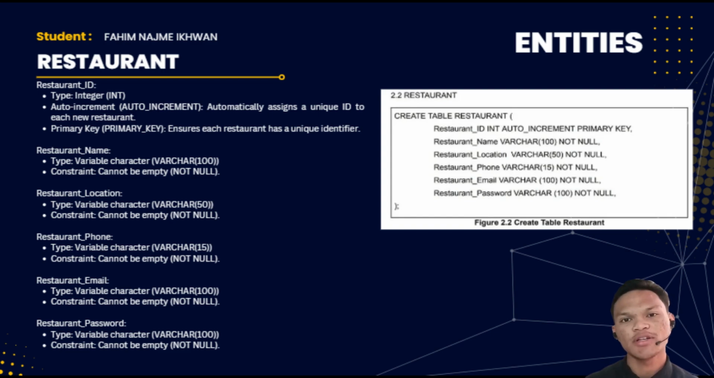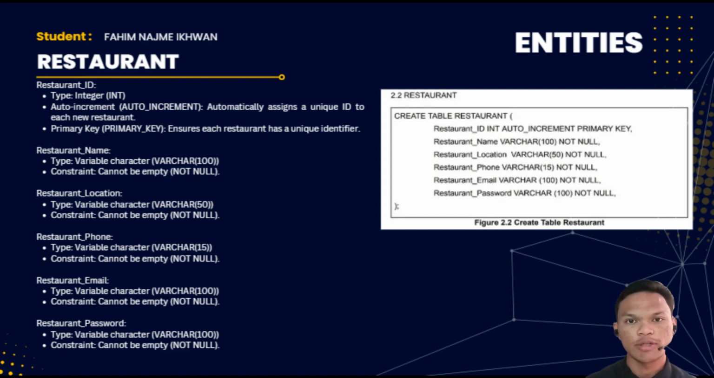Next, we have the restaurant name column. This will store the name of the restaurant with varchar 100 to allow 100 characters. The not null means that every restaurant must have a name. Then, we have the restaurant location column, which will store the address or general location of the restaurant. With varchar 50, the location can be up to 50 characters long. We also specify not null to ensure that every restaurant must have a location provided.